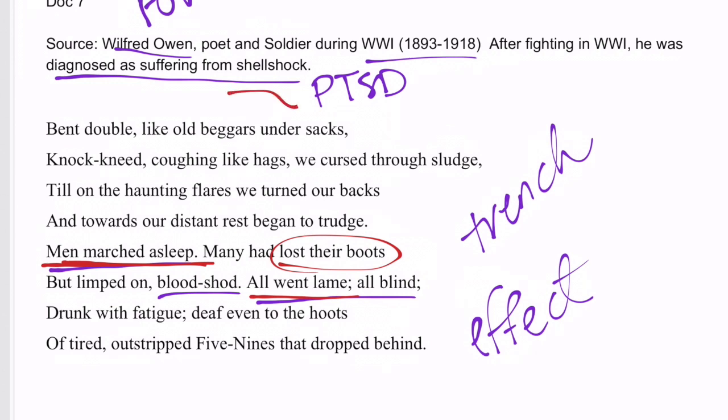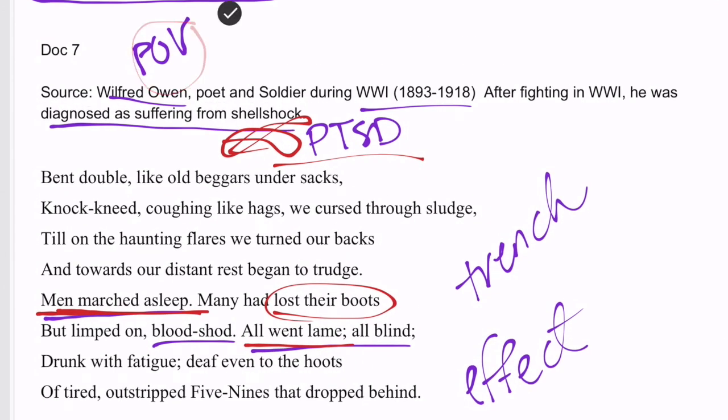You could even throw in that you know what shell shock is and talk about how that's in relation to PTSD. They didn't call it PTSD at the time, they called it shell shock, but it's basically the same thing. And you could do his point of view in this one. So that could be the gist of your causes and effects of World War I.